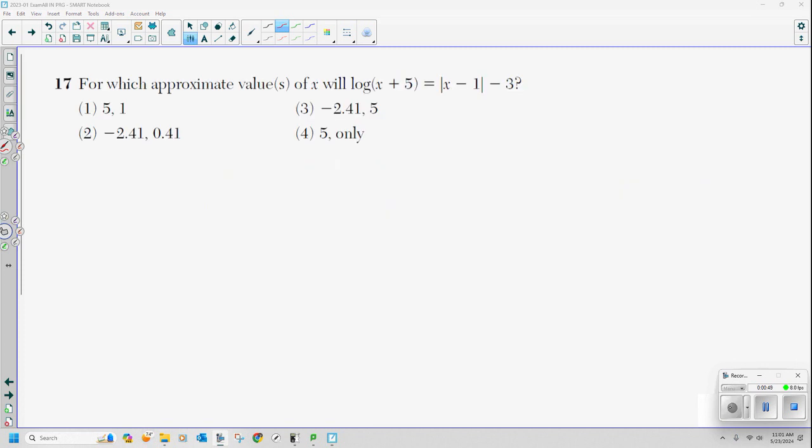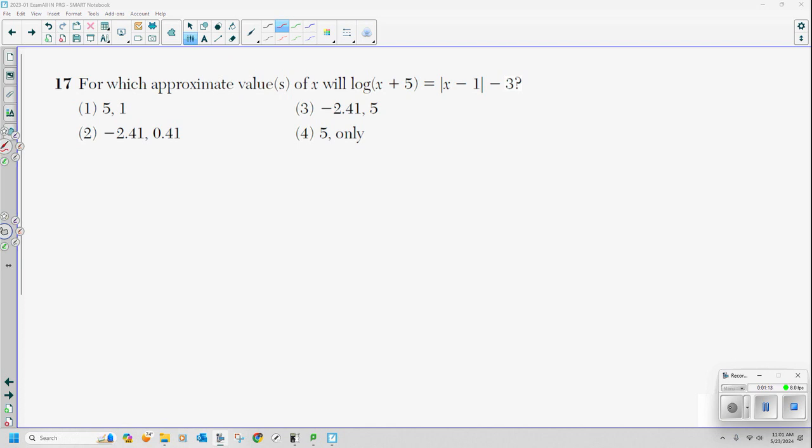For which approximate values of x will log of x plus 5 equal the absolute value of x minus 1, minus 3? This test, we've used the calculator a good amount for. So you better know how to use the calculator, what you can use it for, because if you don't, you are leaving points off the table.